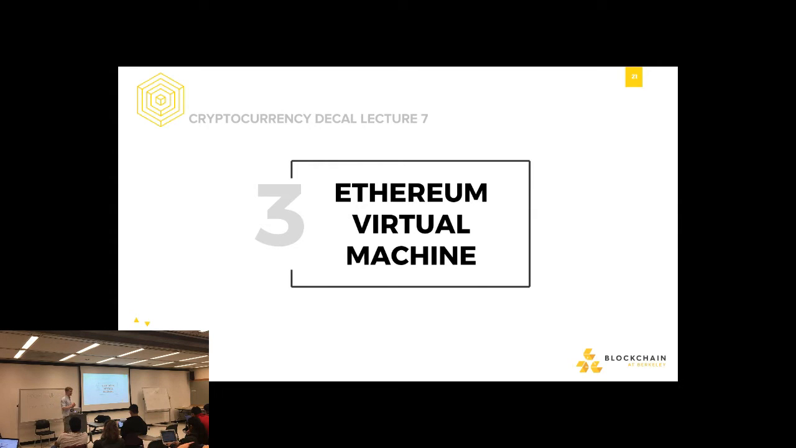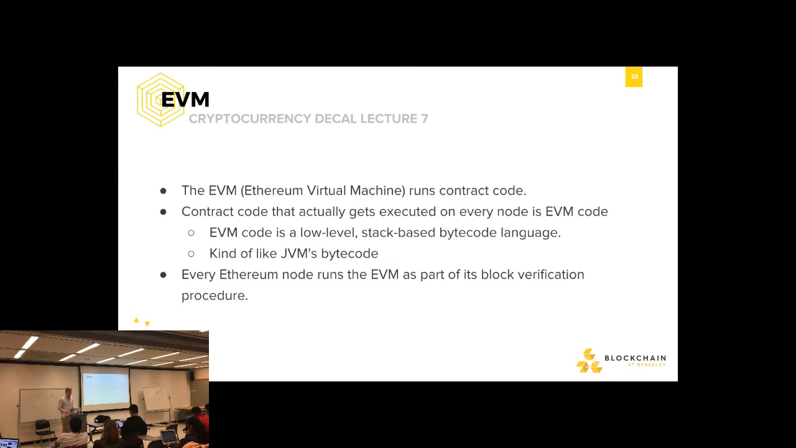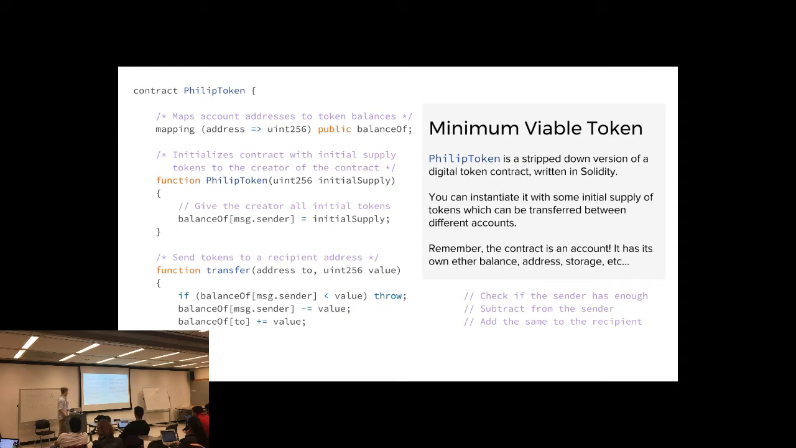One thing I'm going to talk about next is the Ethereum virtual machine. This is how smart contracts are executed on each of the nodes. The Ethereum virtual machine is what runs the contract code. The actual contract code that gets executed is not the high-level scripting language shown up here. It's actually a very low-level bytecode, a stack-based language. It's very similar to the JVM bytecode language, but it has some additional features and targets a different use case.